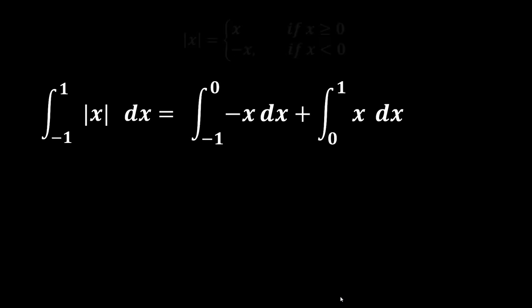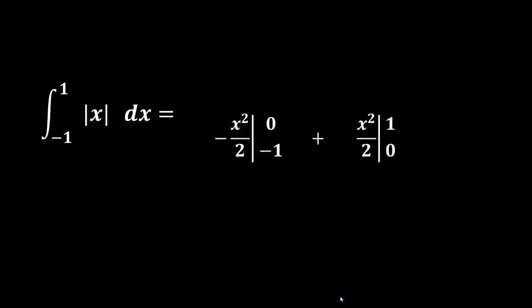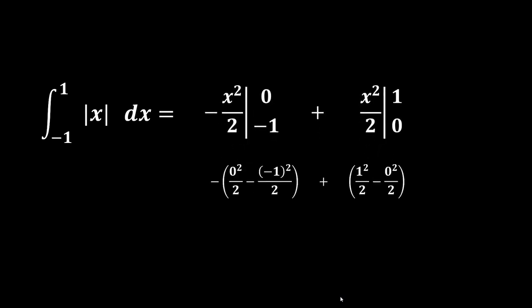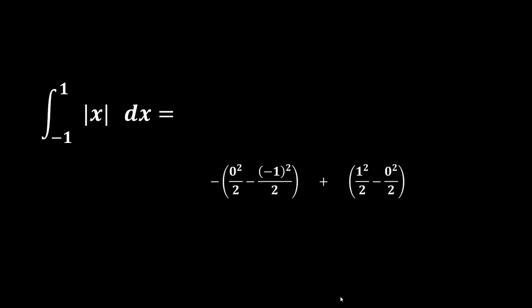On the first integral, the antiderivative of negative x will be negative x squared over 2, and we will evaluate from -1 to 0. On the second integral, the antiderivative of x is also x squared over 2, and we evaluate from 0 to 1. Now we make the substitutions, and then we will have on the first term 0 squared over 2 minus (-1) squared over 2. On the second term, we'll have 1 squared over 2 minus 0 squared over 2.